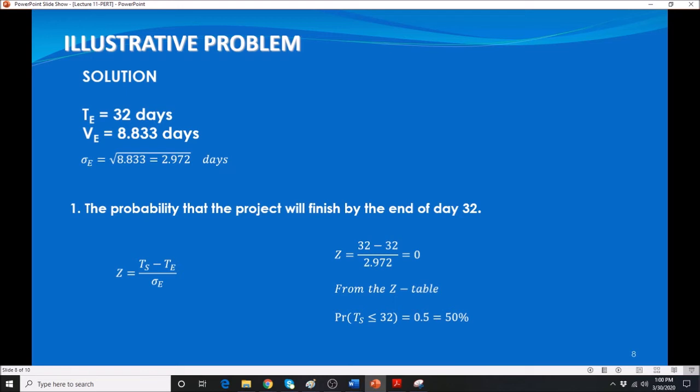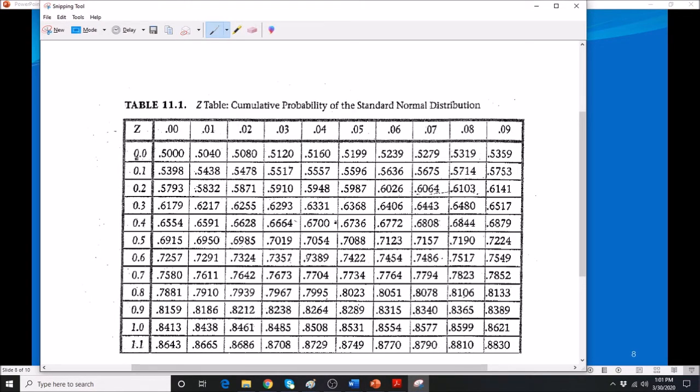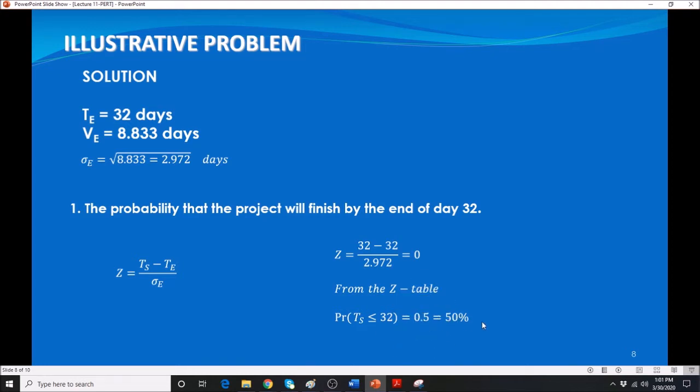So to calculate that, again, TS is the time in question for which you need to determine the probability. In this case, our TS is 32. Plug in here, that is your TS. Your TE, which you calculated from the table, is 32. So 32 minus 32, divided by the standard deviation of the entire path or your project, which is 2.972, is equal to 0. So 0, go back into your table. It is 0.0, and that is 0.5. That is the probability, corresponding to about 50%.